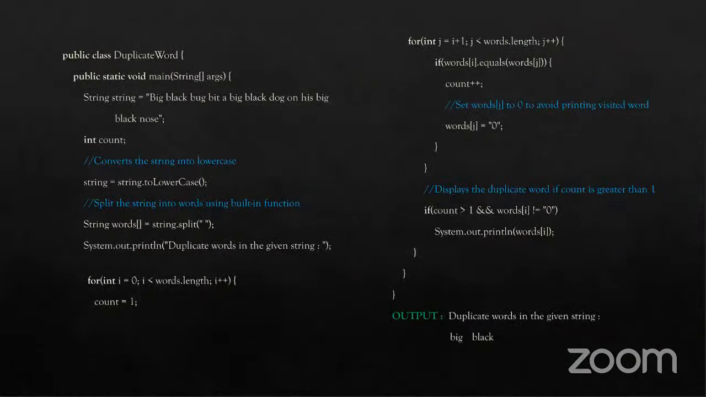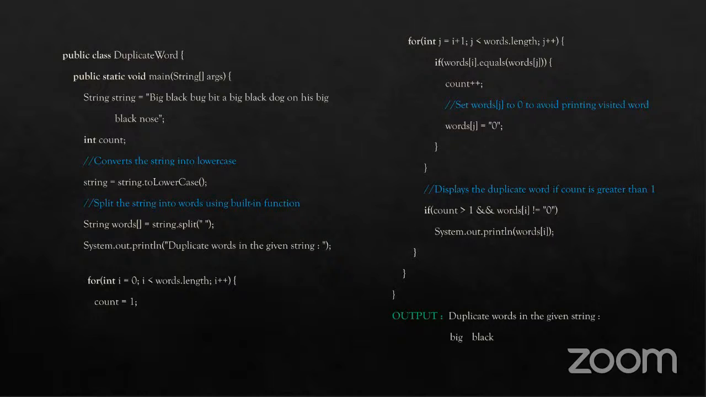See the program, I have initialized the string "big black bug bit a big black dog on his big black nose." Okay, so this is a string. And here we can see that "big" and "black" are repeating many times, right? So we need to find out which word is duplicating.